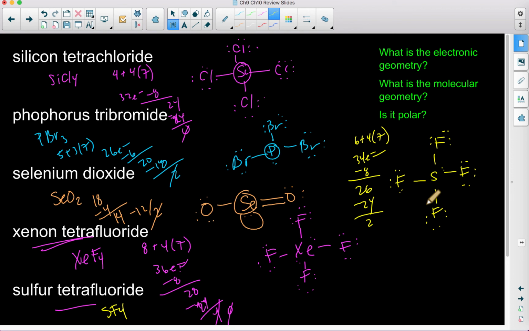So let's go see where this falls on the VSEPR table. We have a central atom with 1, 2, 3, 4, 5 total groups. So 5 total groups, 4 atoms, 1 lone pair. So this would be called seesaw and it would be polar. Yes? All right, fantastic.